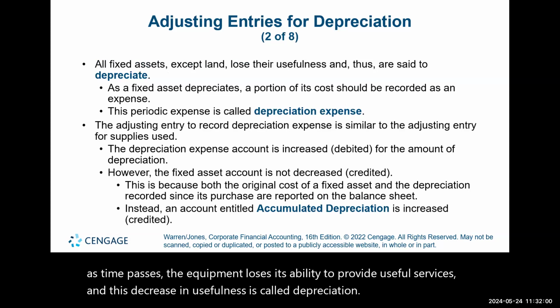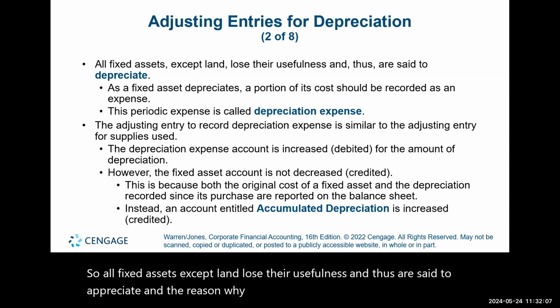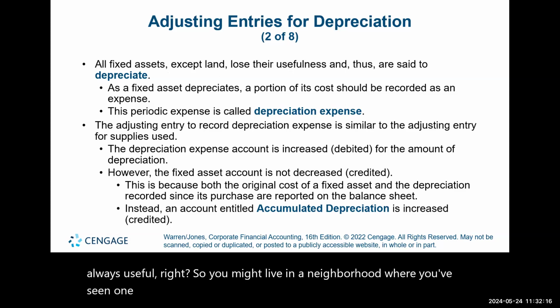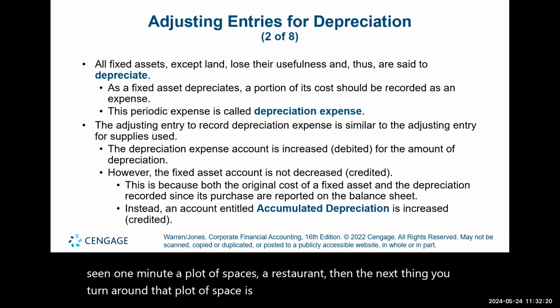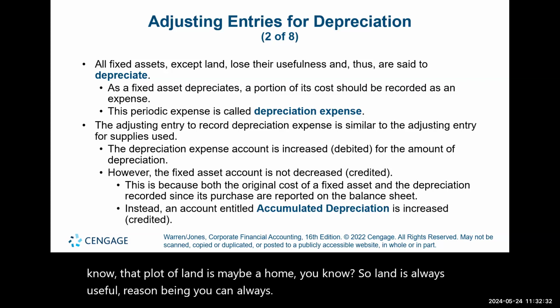So all fixed assets except land lose their usefulness and thus are said to depreciate. The reason why land is not depreciated is because land is always useful. Right? So you might live in a neighborhood where one minute a plot of space is a restaurant, then the next thing you turn around, that plot of space is a grocery store. And then next thing you know, that plot of land is maybe a home. So land is always useful, reason being, you can always build something on land.